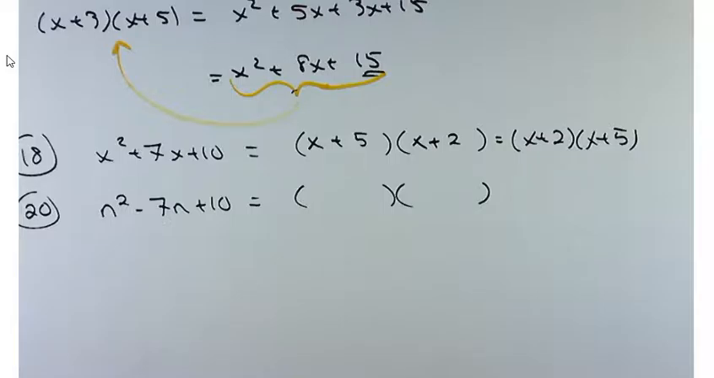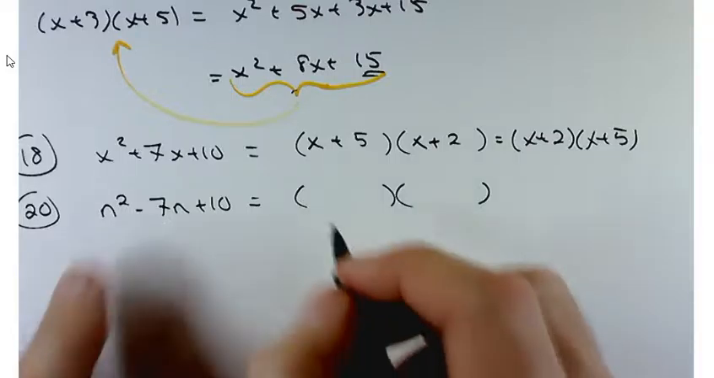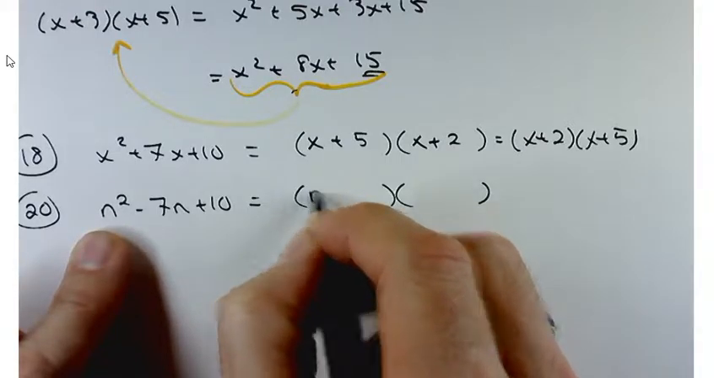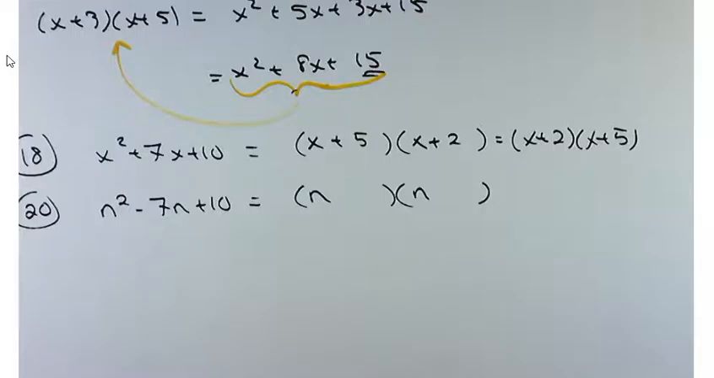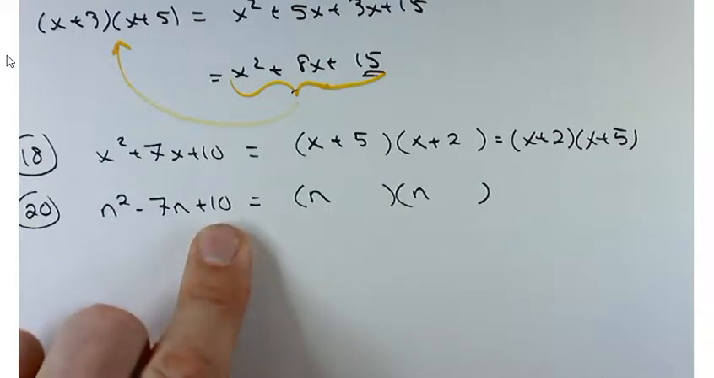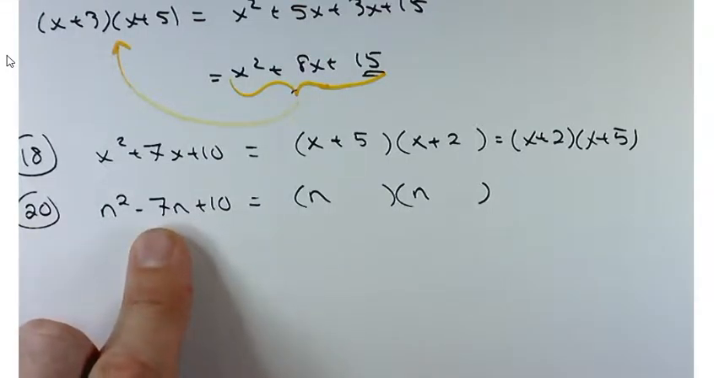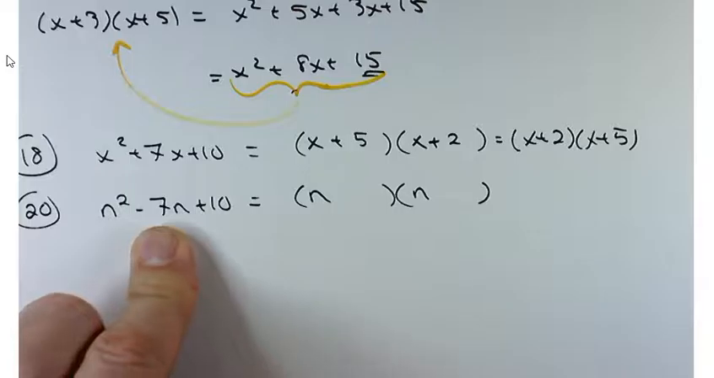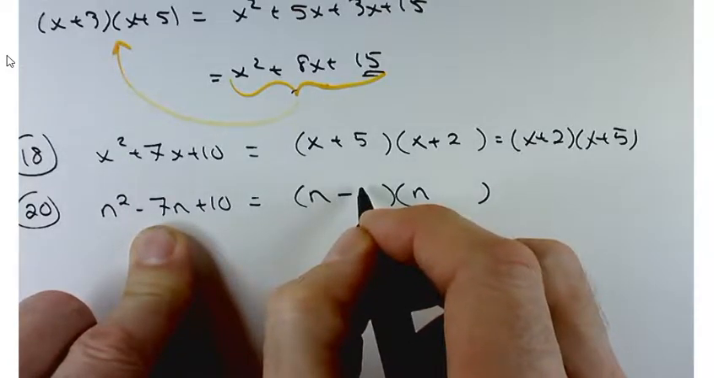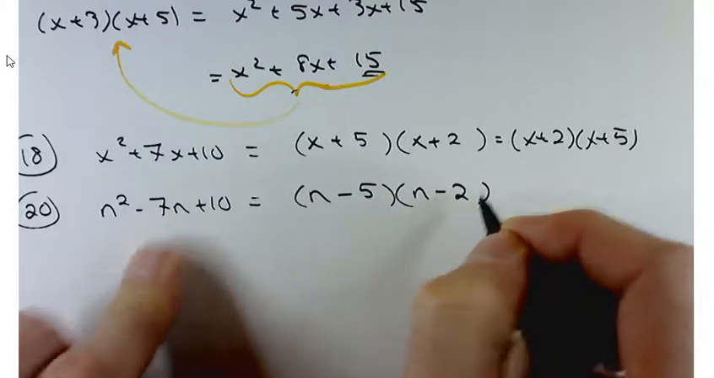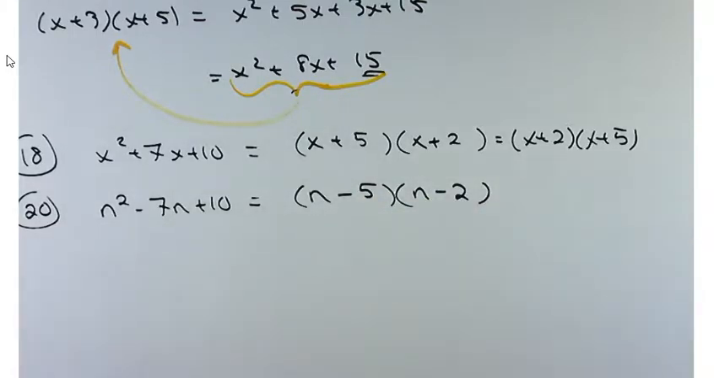There's a negative in front of the 7. That's okay. I should still start out with an n and an n, because an n times an n is n squared. I still need two numbers that multiply to 10, but this time they're going to add up to negative 7. So how can I change this? All right. Negative 5 and negative 2. They're both negative.